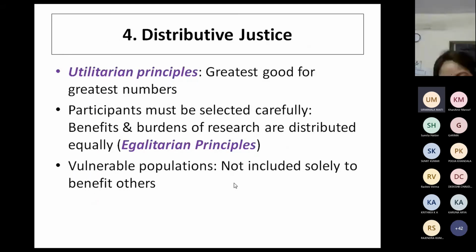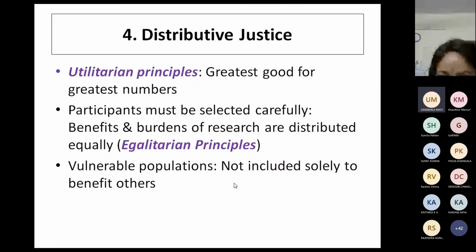The fourth principle is justice. Here, it is basically how you select your participants. So we follow two principles. One is the utilitarian principle, where the greatest good for the greatest numbers is taken into account. And then you take the egalitarian principle, where the benefits and burden of research are distributed equally. Okay. This is basically justice, or the participant's right to be included in a research work, while at the same time, it is a duty of the researcher to make sure that you are not just involving vulnerable participants to benefit others. So that is not done. So this is what distributive justice implies.